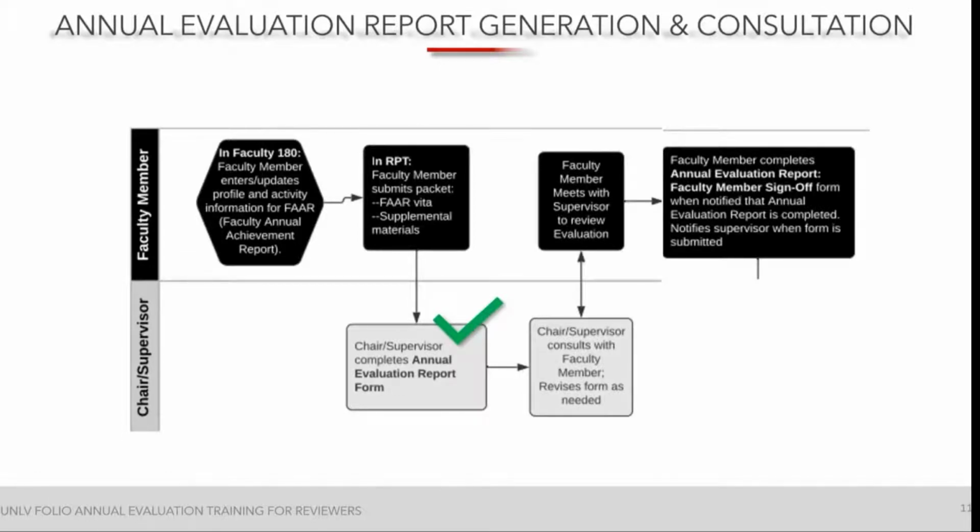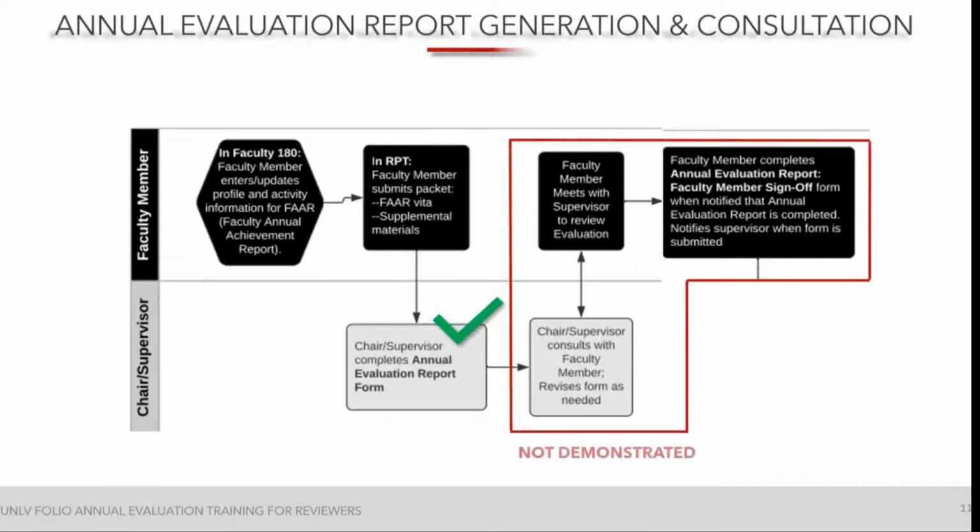Once they do meet with the faculty member and the report is finalized, they should advise the faculty member to return to UNLV Folio to complete the faculty member sign-off form. And once that's done, again, I won't be demonstrating that in today's session. But once the faculty member has submitted the form and let their chair supervisor know that it is completed, then the chair supervisor can send the case forward to the dean.